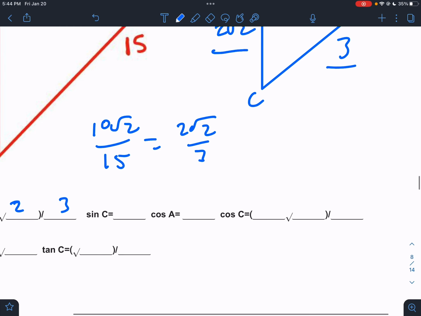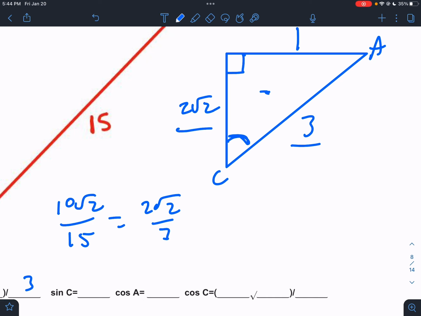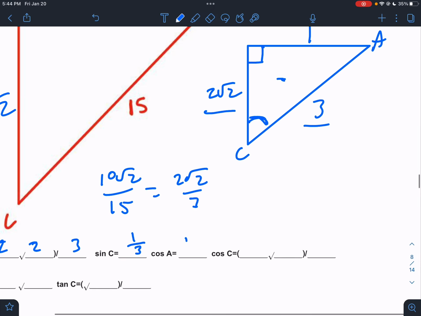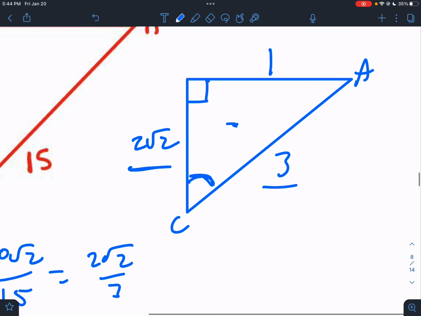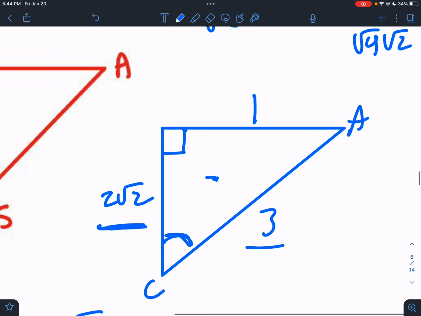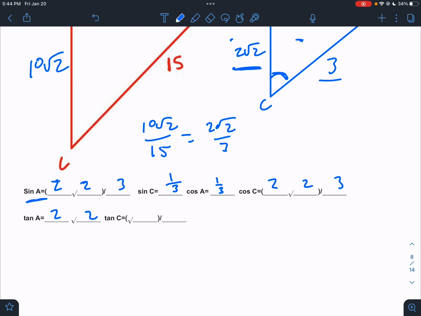What's the sine of angle C? Here's angle C. Opposite of C is 1, divided by hypotenuse is 3. It's already reduced. What's the cosine of A? Let's go to A. What's adjacent to A? 1. What's the hypotenuse? 3. The cosine of C, adjacent to C, 2 root 2. Hypotenuse, 3. The tangent of A, so we start at A, opposite over adjacent. That'd be 2 root 2 divided by 1, which is just 2 root 2.